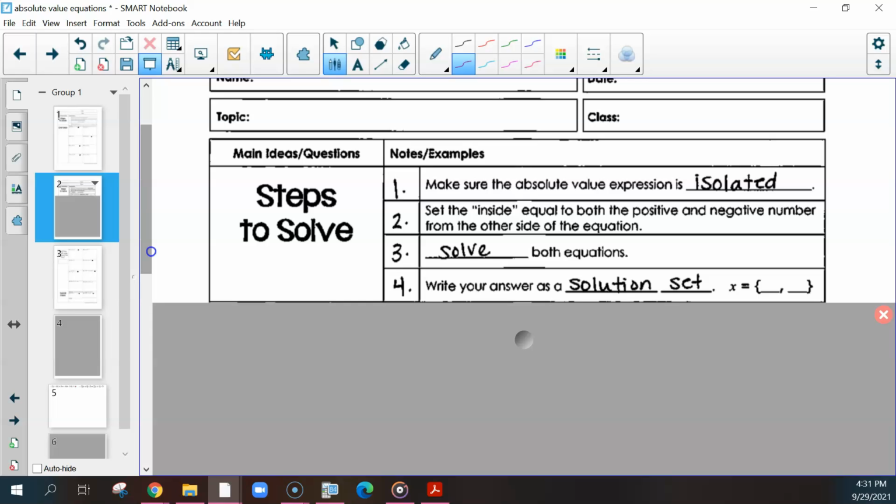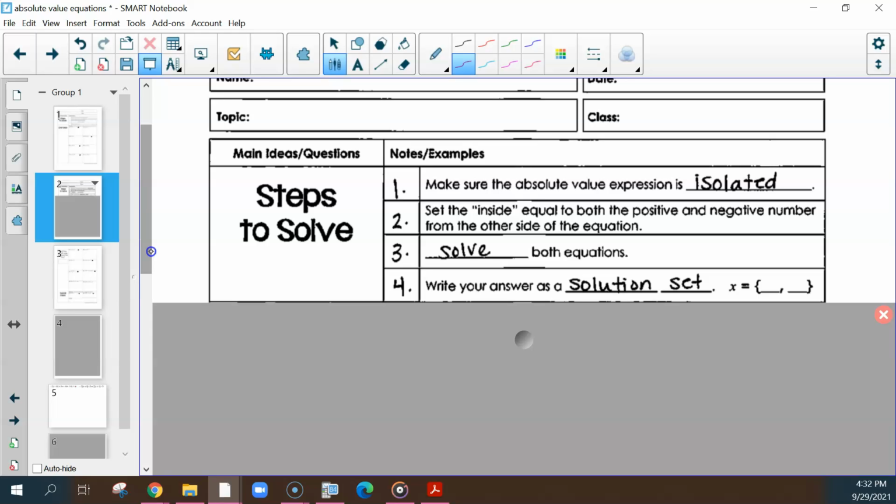We have to set the inside, so whatever is inside the absolute value signs, equal to both the positive and negative number on the other side of the equation. So remember, the absolute value measures distance. If I said the absolute value of -9, really that is 9 units away from 0. So both 9 and -9 work. So that's why we set it to both positive and negative.